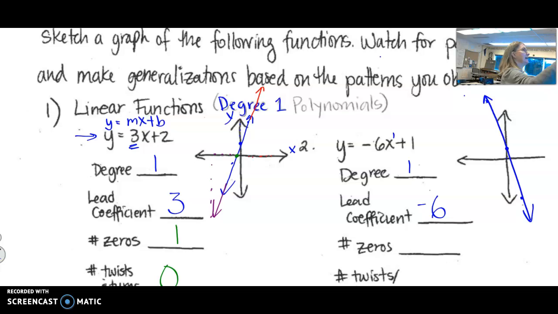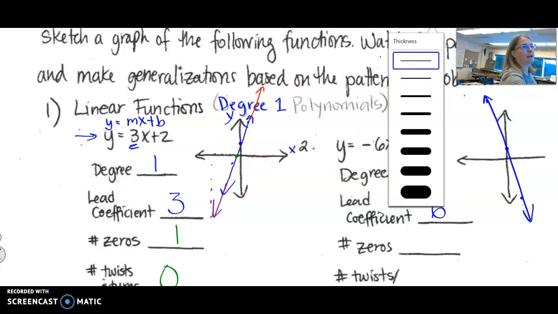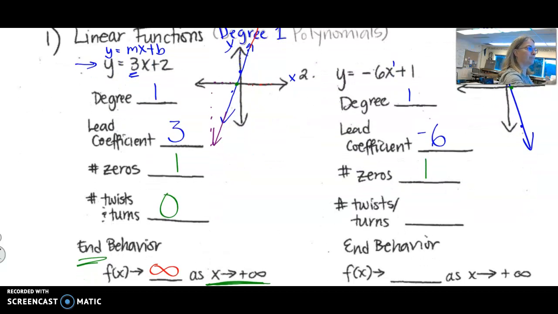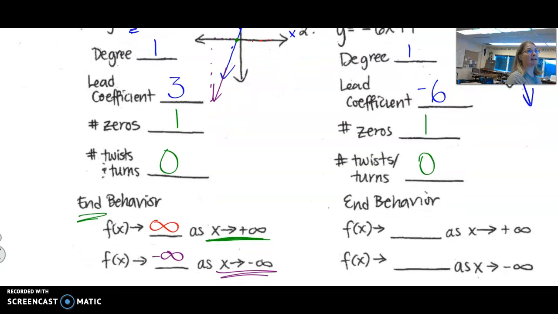Okay, we still have one x-intercept, (1, 0), 1 real zero, and the number of twists and turns, again, it's linear, so that is also going to be 0. And then the end behavior, what's happening to y as x gets bigger? So as x is going to the right, what's going on with y? Is it going up or is it going down?